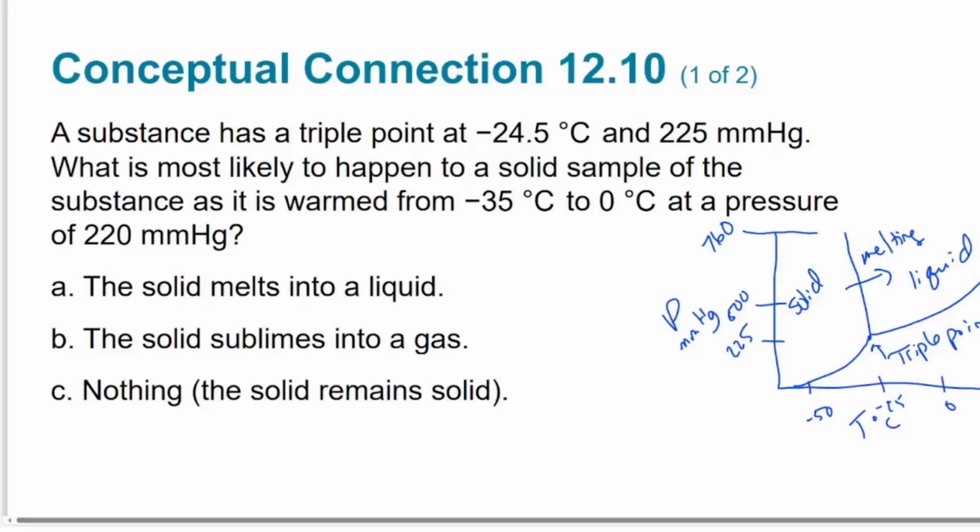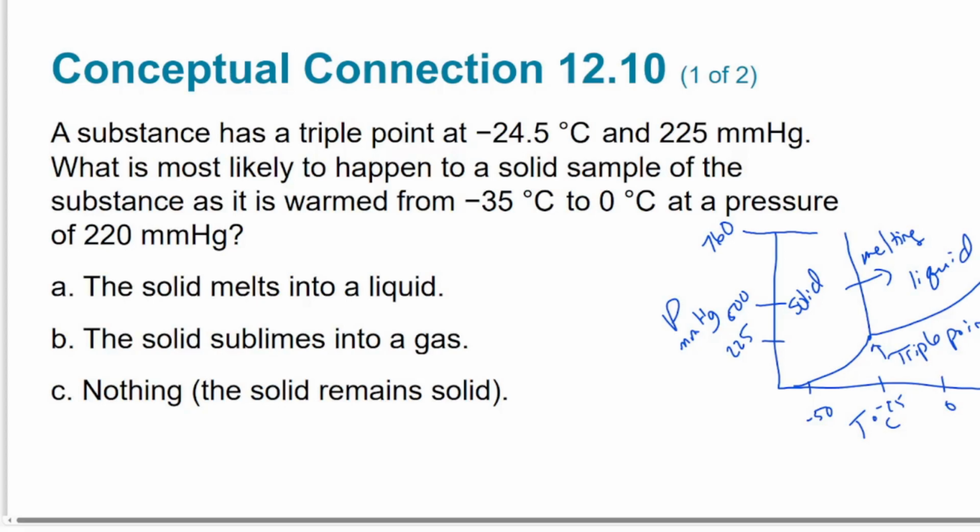Let's look at conceptual connection 12.10. A substance has a triple point of negative 24.5 degrees C and 225 millimeters of mercury. What's most likely to happen to a solid sample of the substance as it is warmed from negative 35 to 0 degrees C at a pressure of 220 millimeters of mercury?